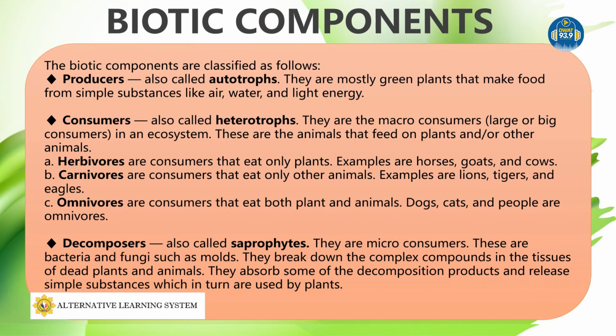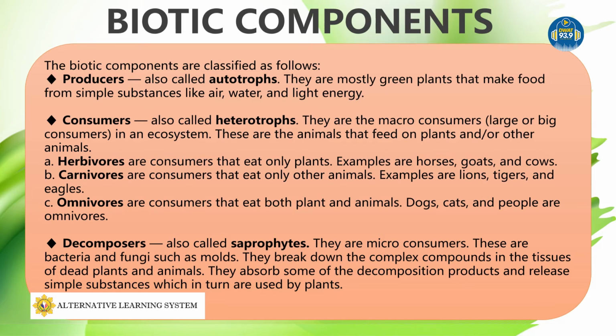Biotic components. The biotic components are classified as follows. Producers, also called autotrophs. They are mostly green plants that make food from simple substances like air, water, and light energy. Consumers, also called heterotrophs. They are the macro consumers, large or big consumers in an ecosystem. These are the animals that feed on plants and or other animals.